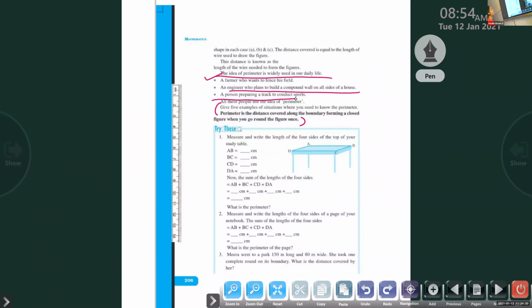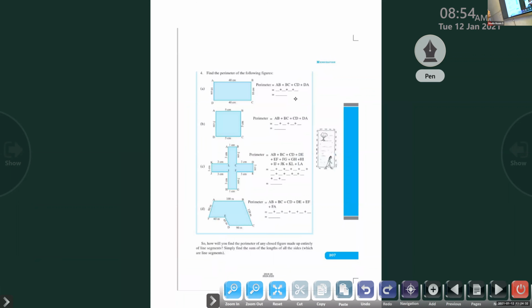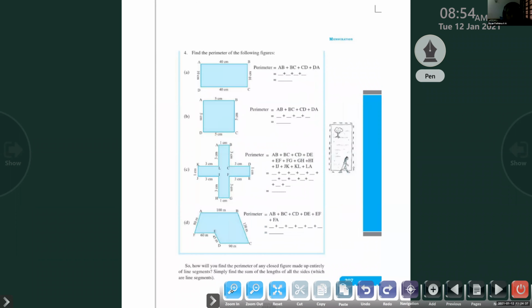Kishili, can you see one question there? Yes, ma'am. Find the perimeter of the following figures. First figure, can you see? Question number eight. Yes, ma'am. There is a rectangle there.